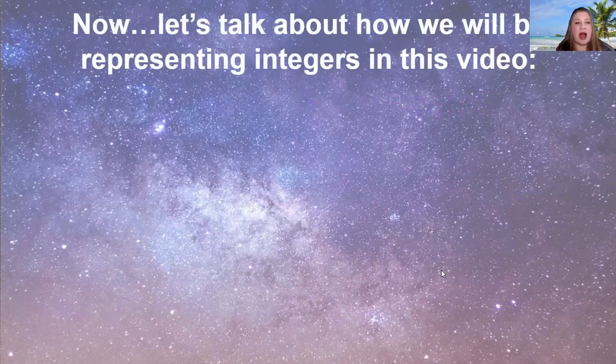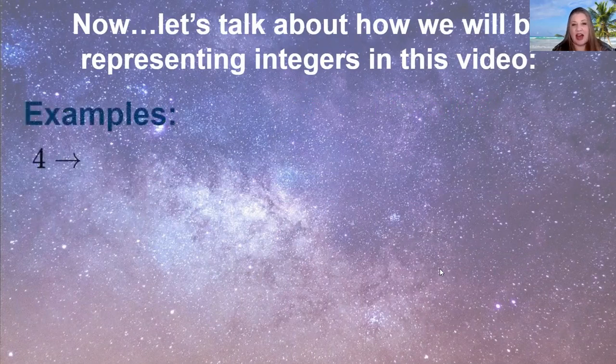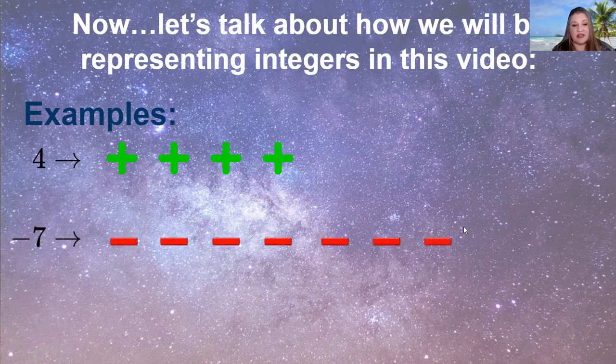Okay, now let's talk about how we'll be representing integers in this video. Let's say we have a positive 4. There's no negative in front of it. We know it's positive. We will be representing a positive 4 with 4 plus signs, or 4 positives. Similarly, we will represent a negative 7 with 7 negatives. So negatives will represent negative numbers, positives will represent positive numbers, and we'll do as many as the number is.